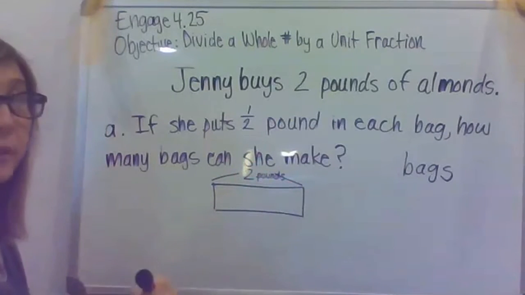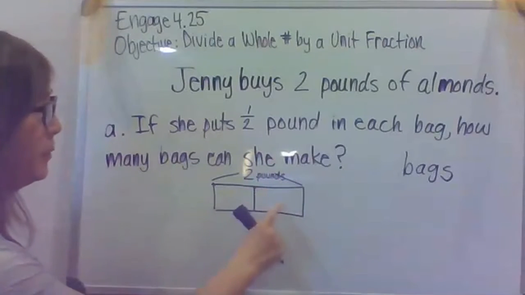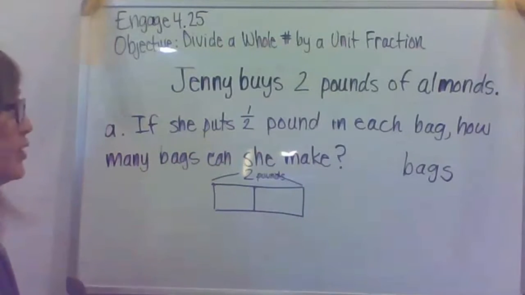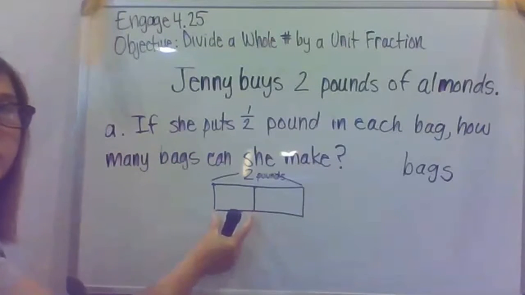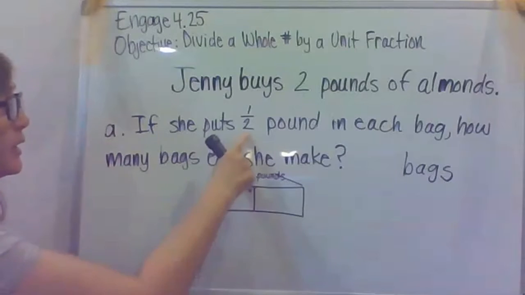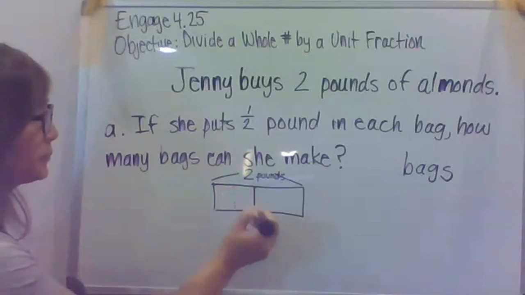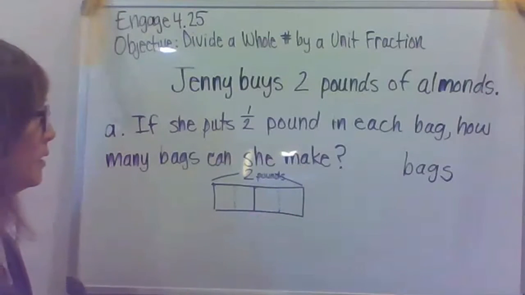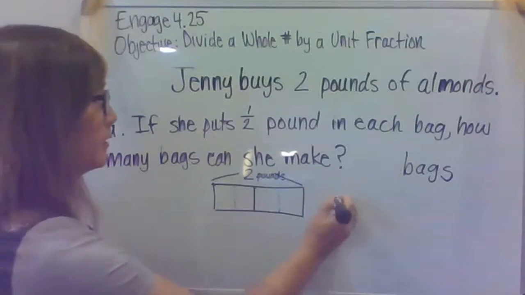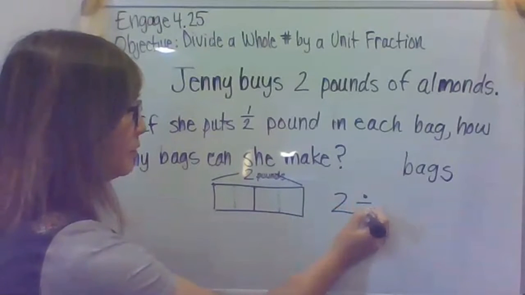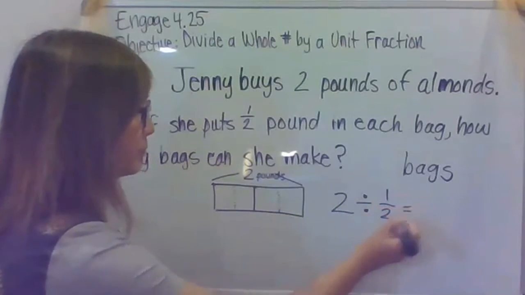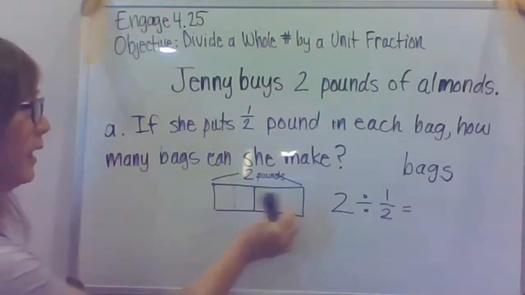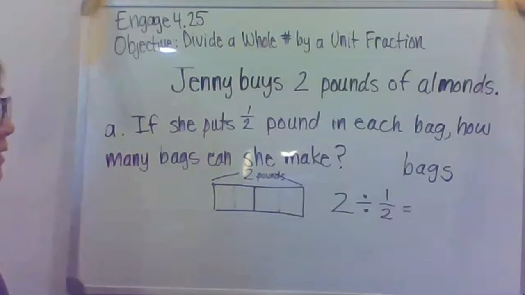And then you're going to quickly make your 2 pounds. Pound 1, pound 2. But then it says if she puts a half a pound in each bag. So now you're going to take just this 1 pound, this 1 unit here, and you're going to split it in half. And then you'll do the same to the other pound that she has. Now that would look like 2 pounds divided by 1/2. If I have 2 whole pounds and I put them into halves, how many half-pound bags can she make?